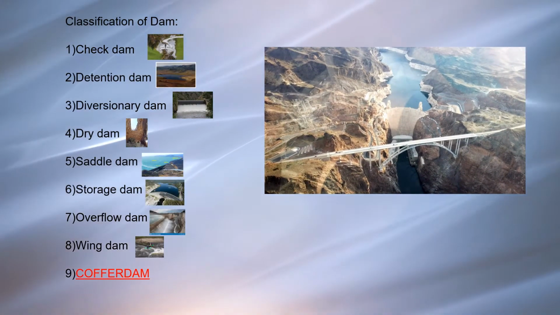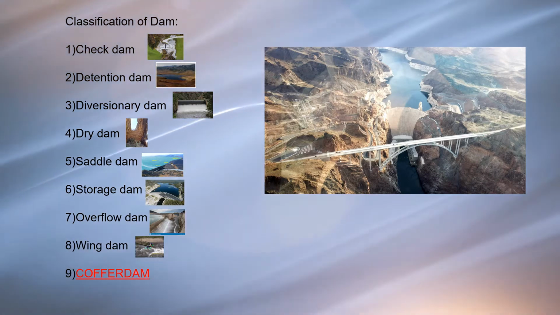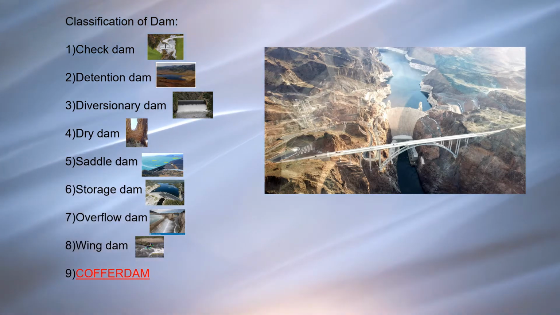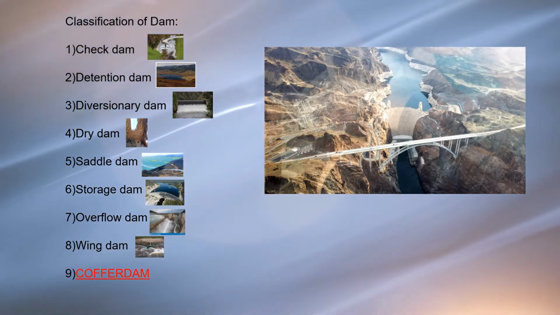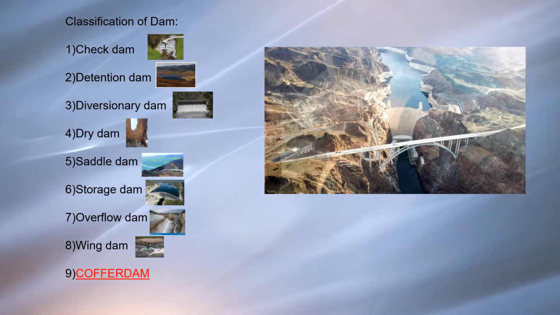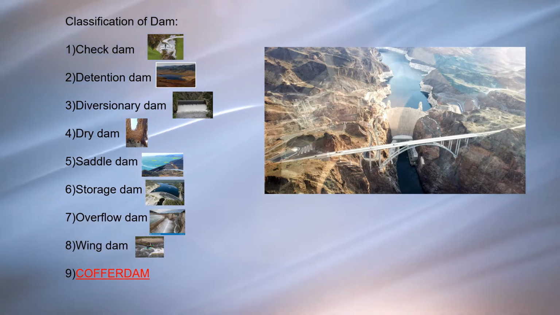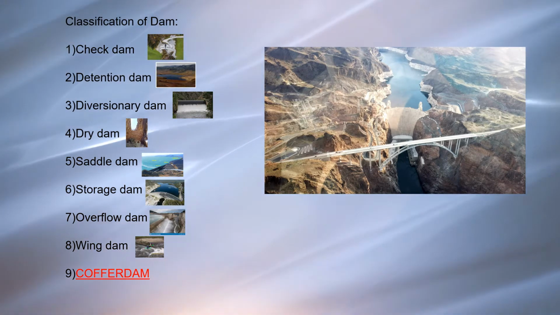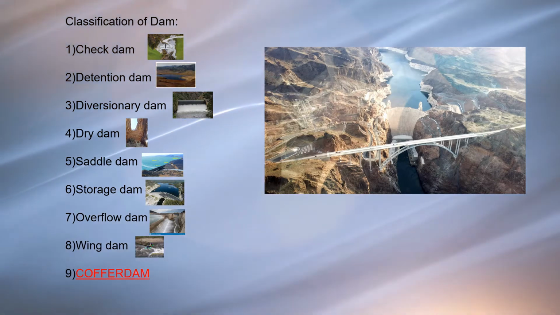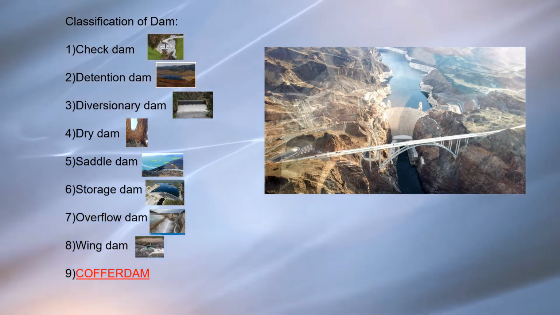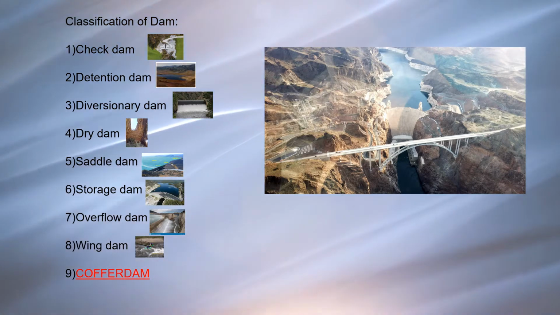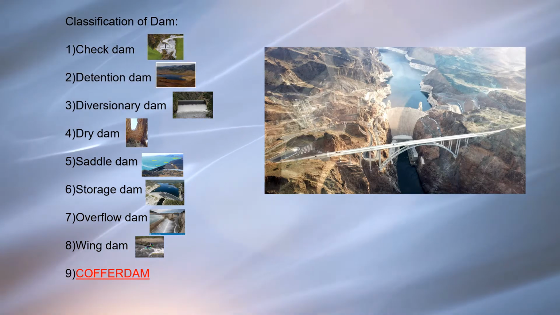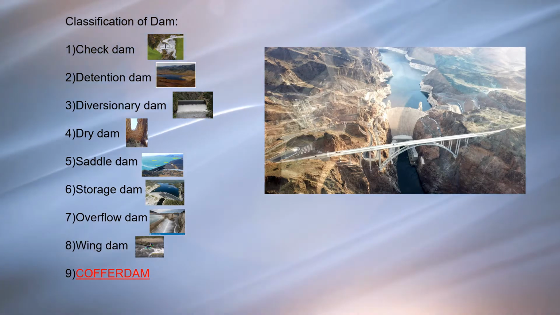There are a lot of dams, and dams can be classified by their usage, such as number 1, check dam. Number 2, detention dam. Number 3, diversionary dam. Number 4, dry dam. Number 5, saddle dam. Number 6, storage dam. Number 7, overflow dam. Number 8, wing dam. And number 9, cofferdam. And this is the focus of the lesson this time.